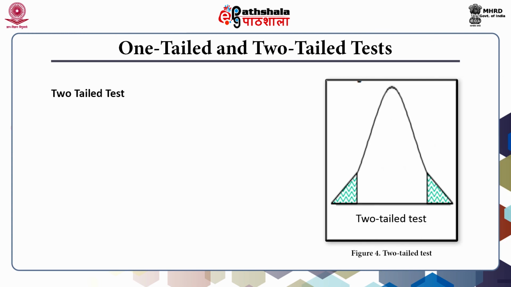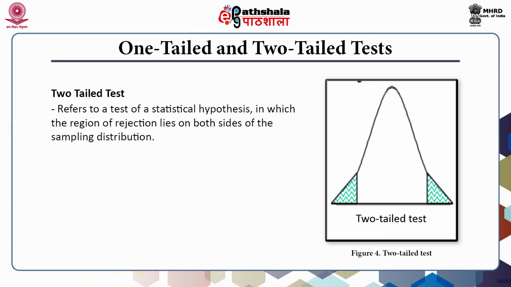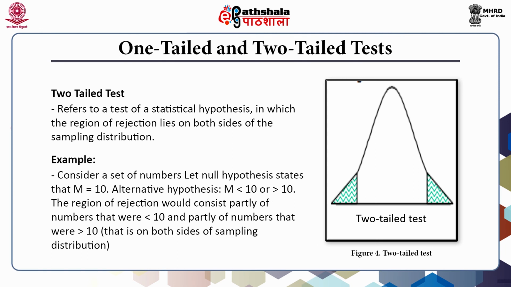A two-tailed test refers to a test of a statistical hypothesis in which the region of rejection lies on both sides of the sampling distribution. Let us consider a set of numbers. Let the null hypothesis state that m equals 10 and the alternative hypothesis be that m is less than 10 or greater than 10. The region of rejection would consist partly of numbers that were less than 10 and partly of numbers that were greater than 10, that is, on both sides of the sampling distribution.